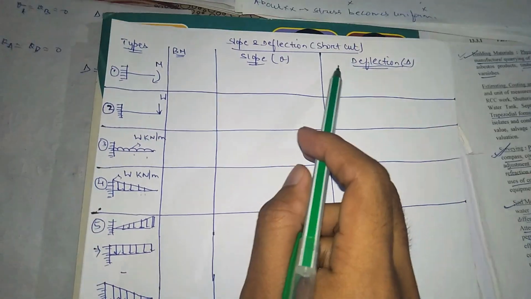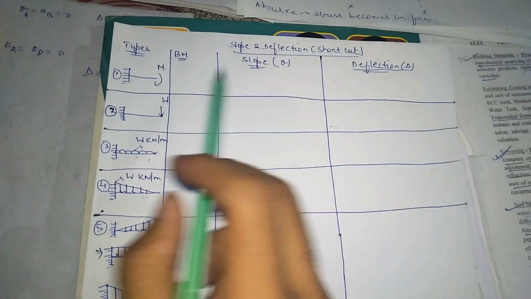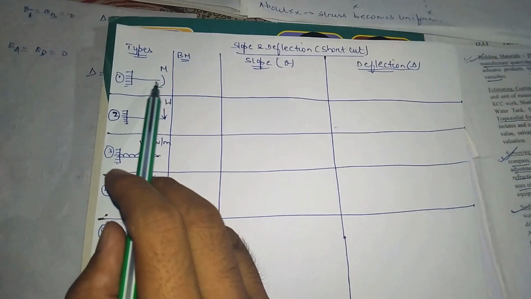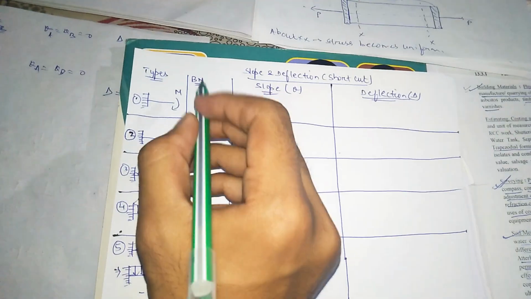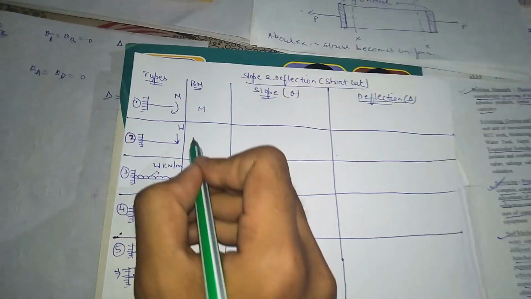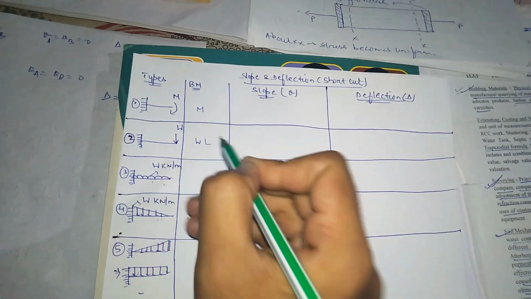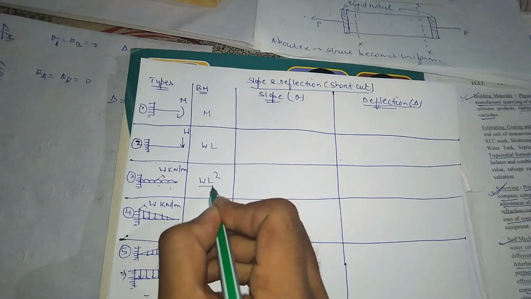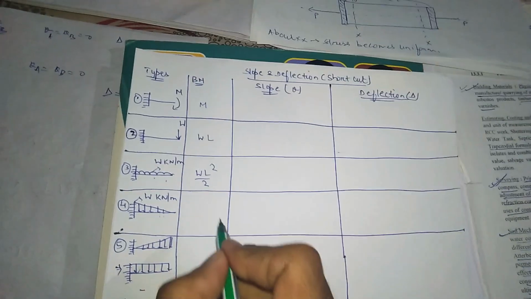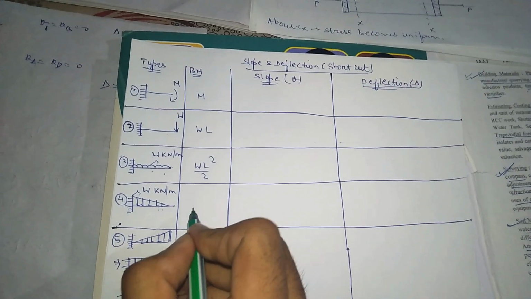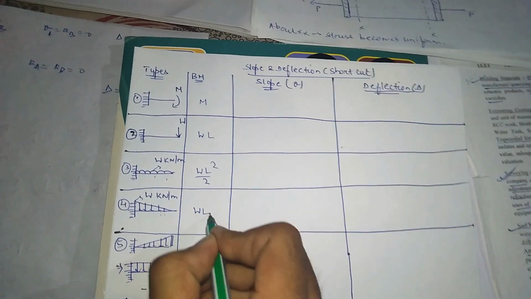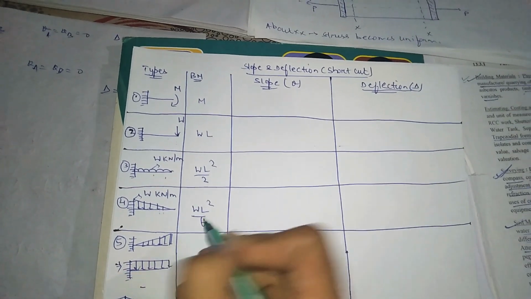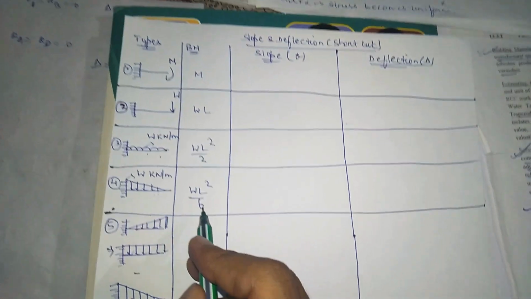Okay, so before going to calculate the slope and deflection, we need to remember the bending moment for these four cases. The first case bending moment will be M, then next case bending moment will be W into L, and the next case bending moment will be WL square upon 2. You need to remember this thing. Okay, and the next case bending moment will be W into L square divided by 6. Okay, so these are the bending moments.